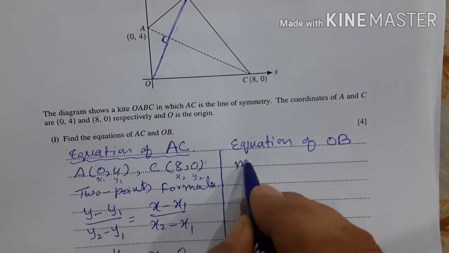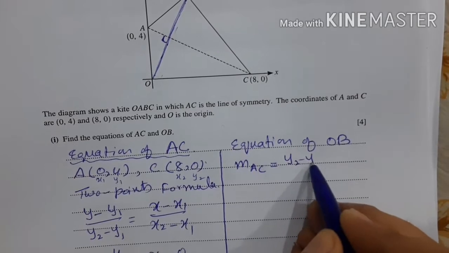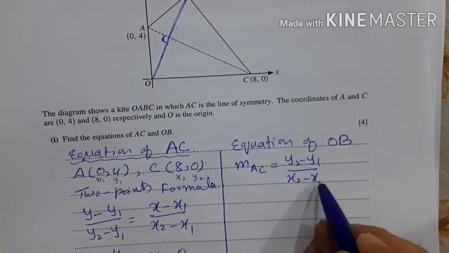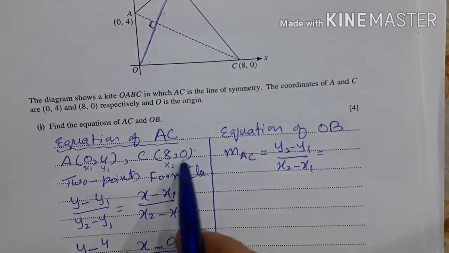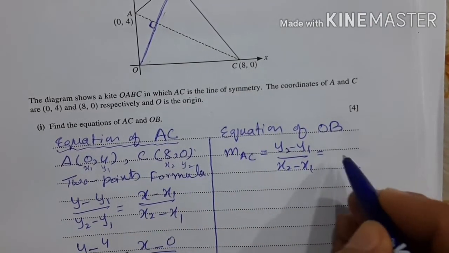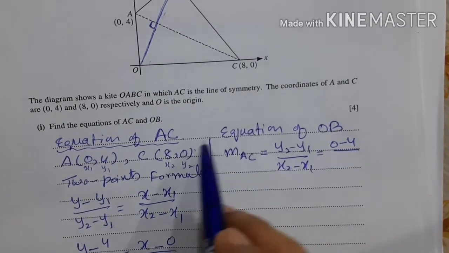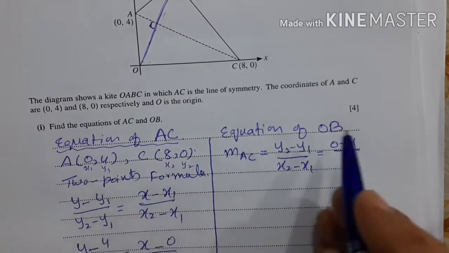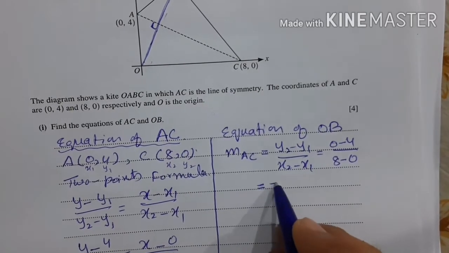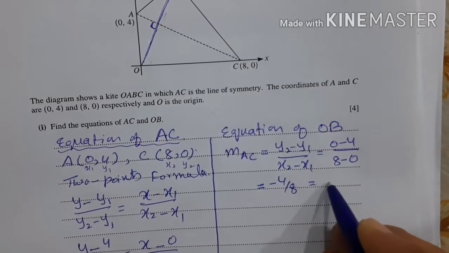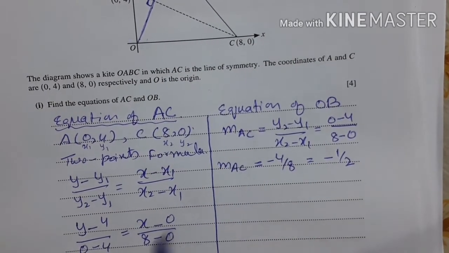So gradient of AC is y2 minus y1 over x2 minus x1, which is y2 is 0 minus 4, over x2 minus x1, which is 8 minus 0. This will be minus 4 over 8, or is equal to minus 1 by 2. This is the gradient of AC.